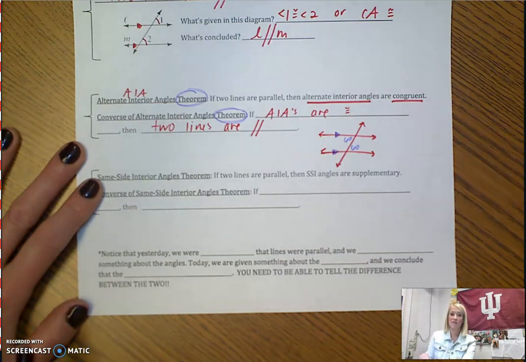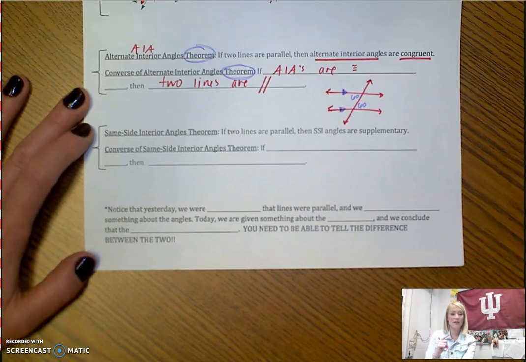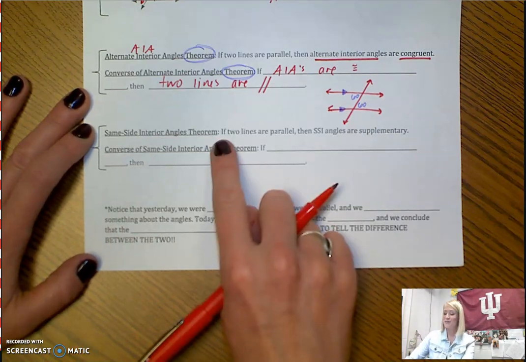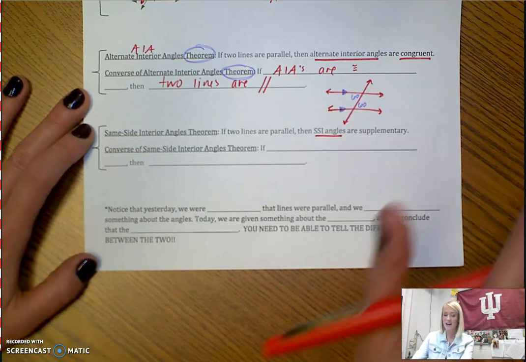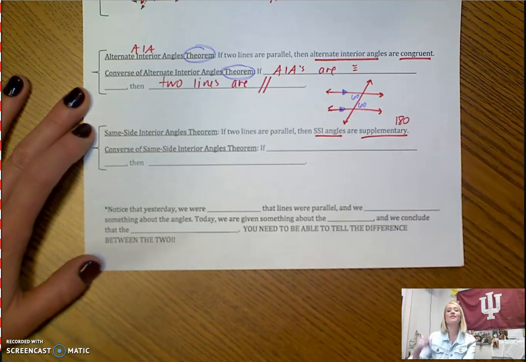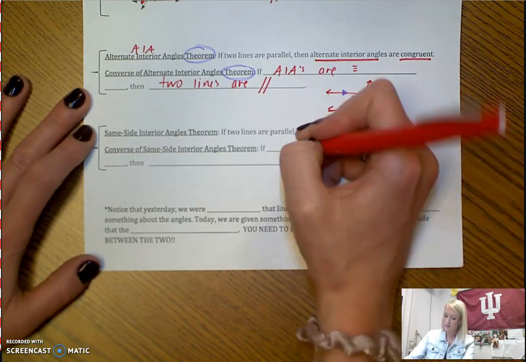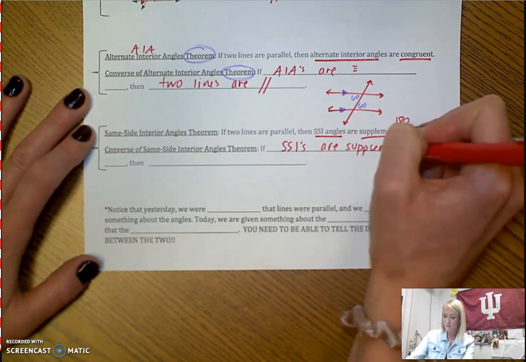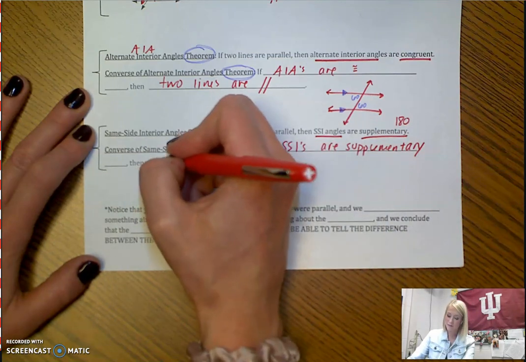Okay, that's all the converse of that theorem says. The last one is going to be the converse of the same side interior angles theorem. And yesterday we said if two lines are parallel, SSIs, these are the only ones that are not congruent. They are supplementary when the lines are parallel. So the converse of that statement would say if SSIs are supplementary, or 180 together, then I know the two lines are parallel.